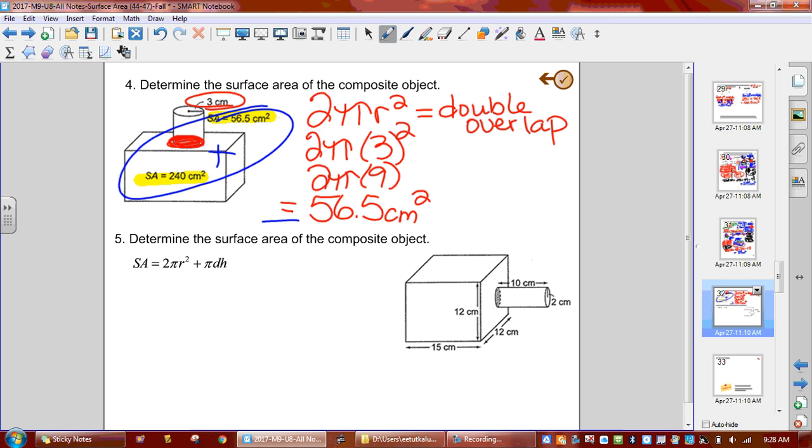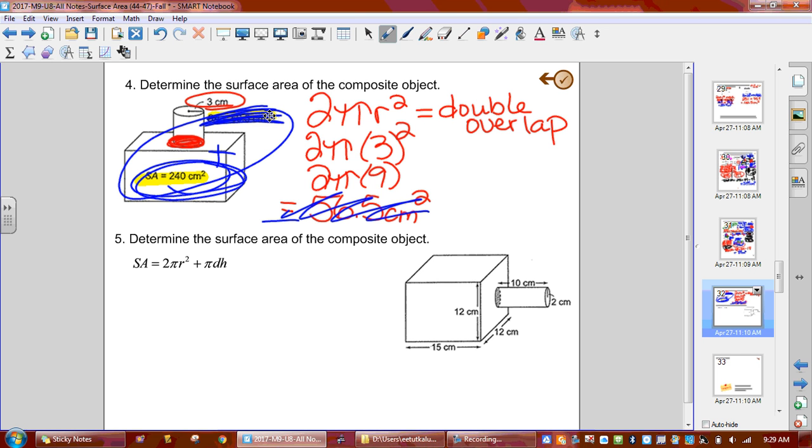What did you notice? 2 of the numbers are the same. So 56.5 is the whole area of the top, and it's also the area of the double overlap. That's okay. So it's the part that we're subtracting. So this number up here cancels out our double overlap, so our answer is 240. Okay, so your answer will be 240, because the double overlap is the same size as the top.